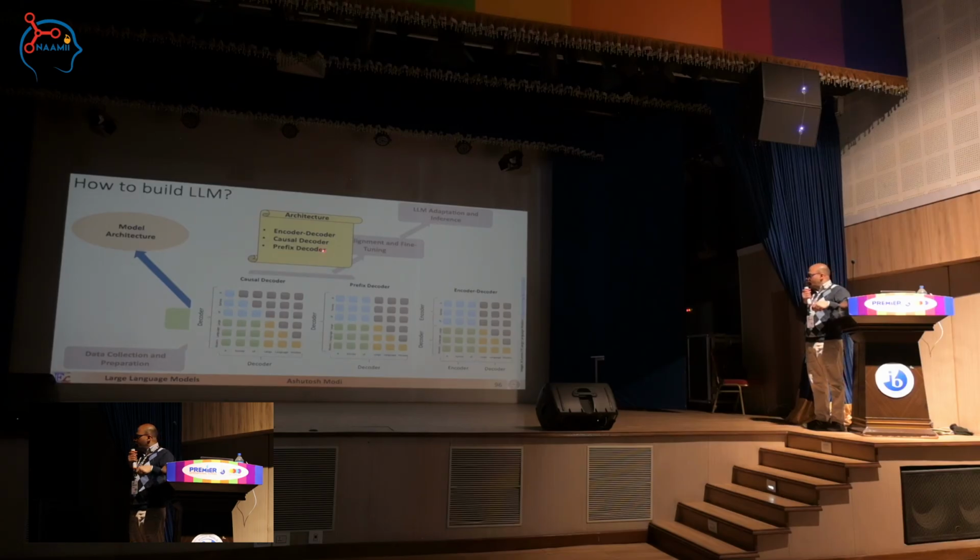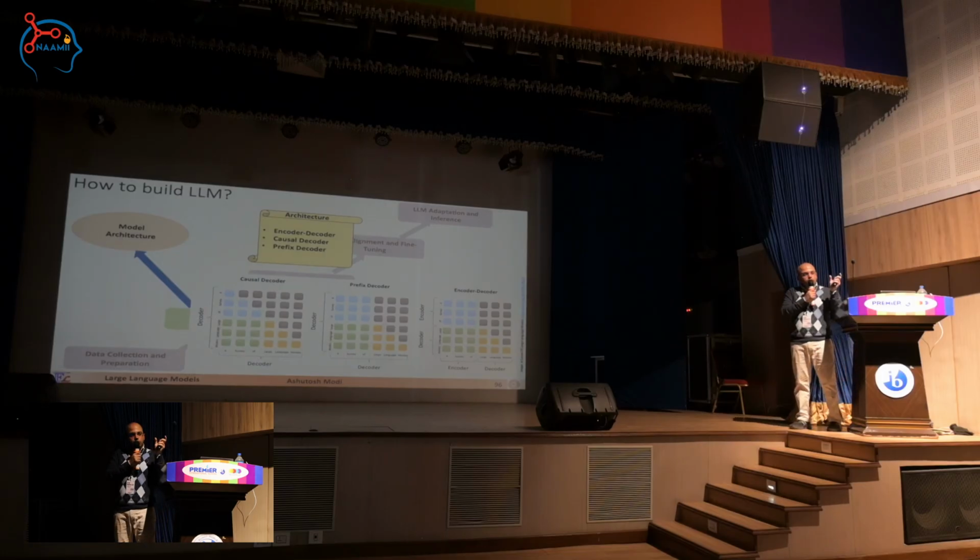And in prefix decoder, you do two things. One is you have bidirectional attention over the prompt that is given to the model, and unidirectional or causal attention over the text that is being generated by the model. So in causal decoder, you are doing only unidirectional attention, because you're only focusing on the words that have been generated so far. But in prefix decoder, you have a mix of bidirectional and causal attention.